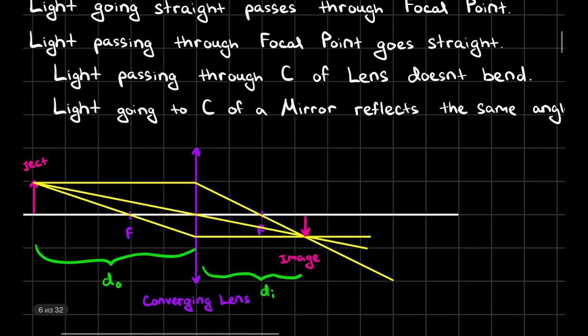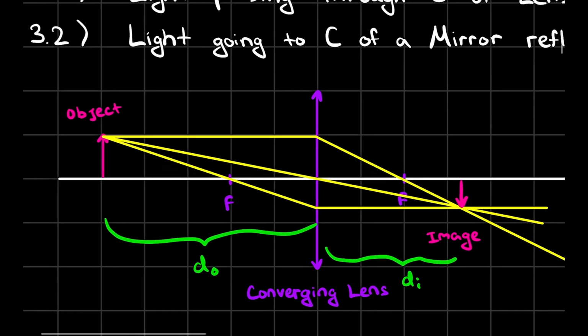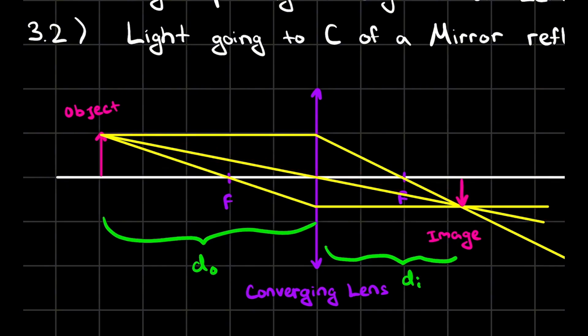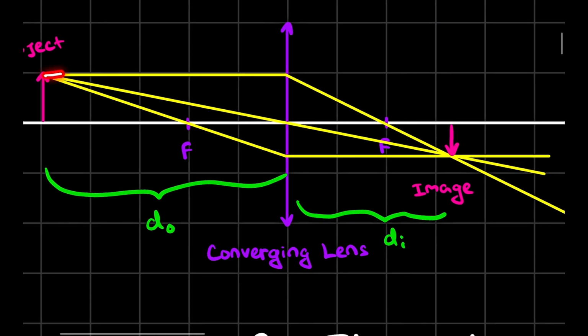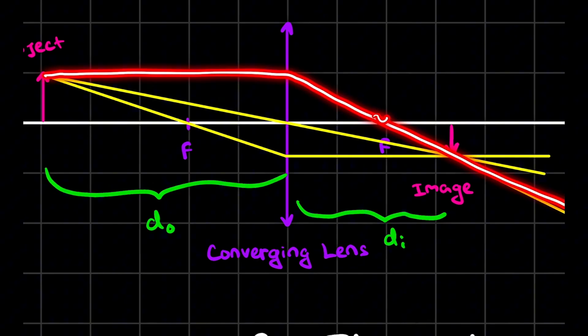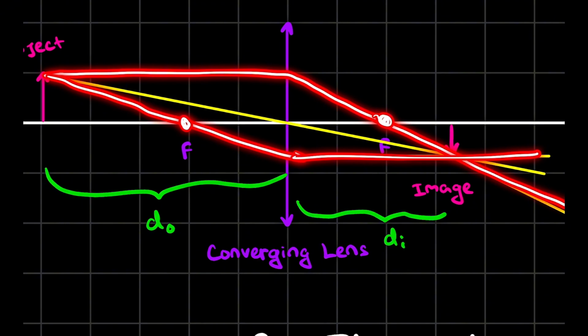Light passing through C, which is the center of the lens, does not bend. As you can see, it just passes through as a straight line. Using these three rules, the light going straight goes through the focal point, and the light which goes from this focal point goes straight. It's really easy to remember. And as I have said, you need only two lines to cross, and at that point you will have your image. This will be your image.